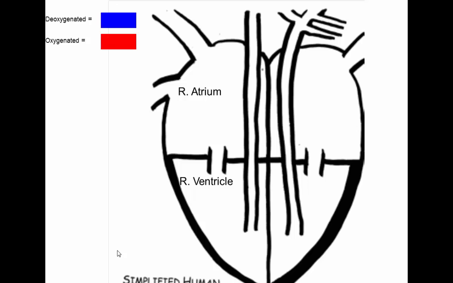This is the right ventricle. What would this be called, Nate? What chamber would that be? The left atrium. That's the left atrium. Anita, what chamber would this be? The left ventricle. Yep.